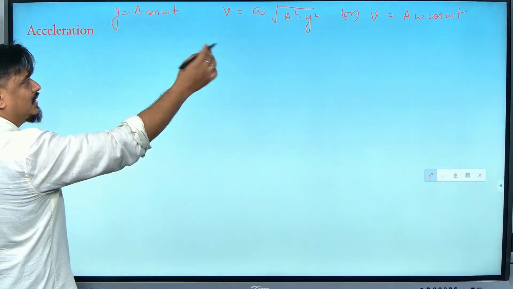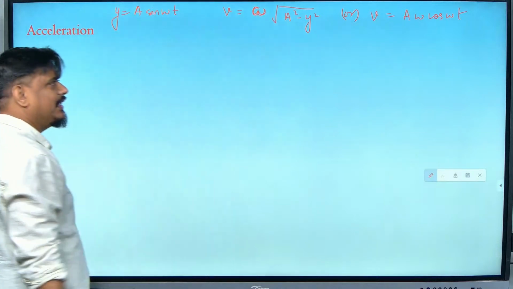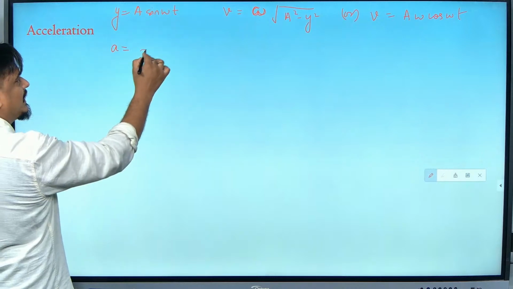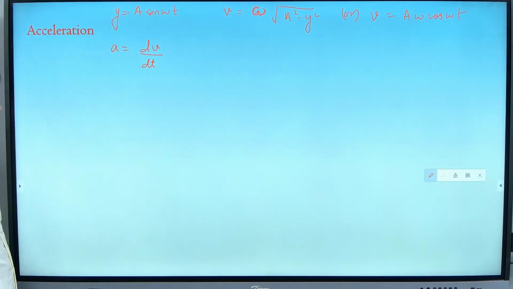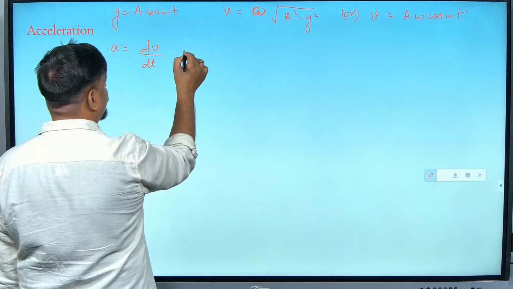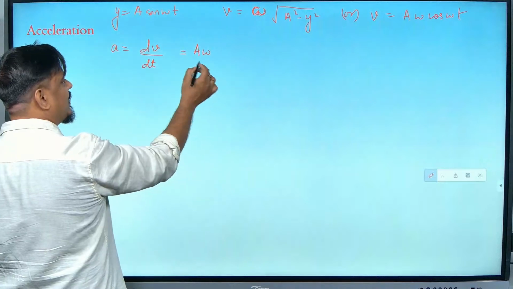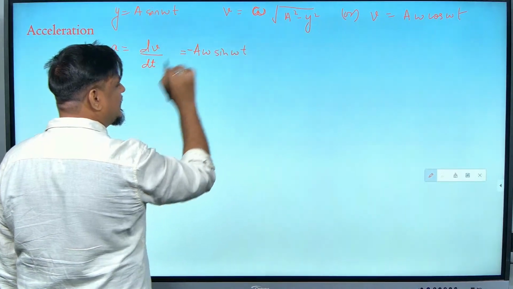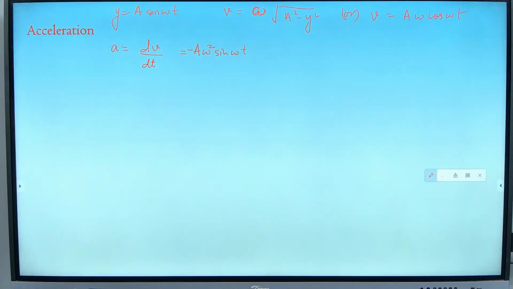So we can write the value of acceleration. Since I am using capital A, I'll use small a here. So acceleration a will become equal to dv by dt. Do you agree with me? If I differentiate velocity, what will I get? A omega is already there. If you differentiate cos omega t, it becomes minus sin omega t, and omega will come, so it will become omega square, isn't it? Please pay attention.